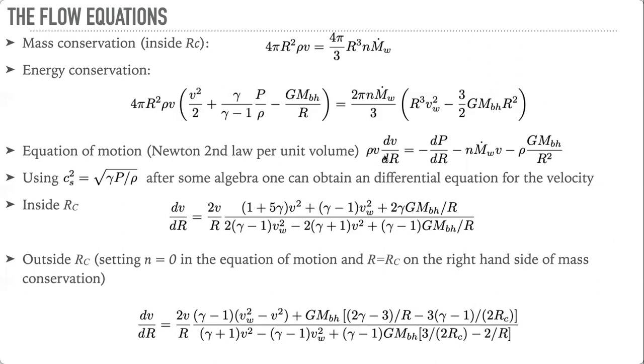We can obtain a differential equation for the velocity inside the cluster radius r_c, or outside the cluster of radius r_c. We can set n to 0 here, so we don't have injection of momentum, and the mass conservation is just evaluated at r_c. So there's no more mass being injected. Everything is injected within the sphere r_c. So we have different differential equations outside r_c. And then, of course, you have to match the solutions. In the paper, there's a good deal of discussion of how to do it, because it's a little tricky.